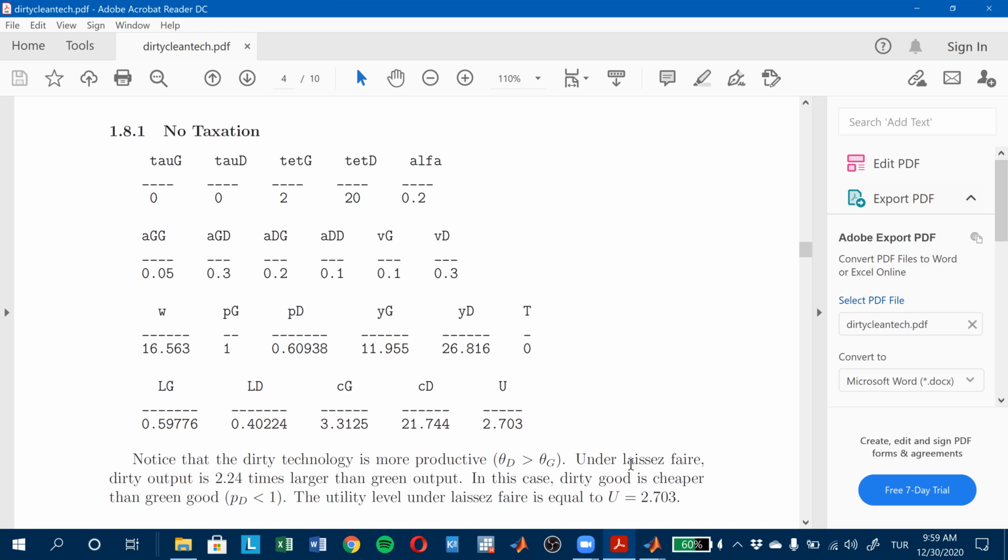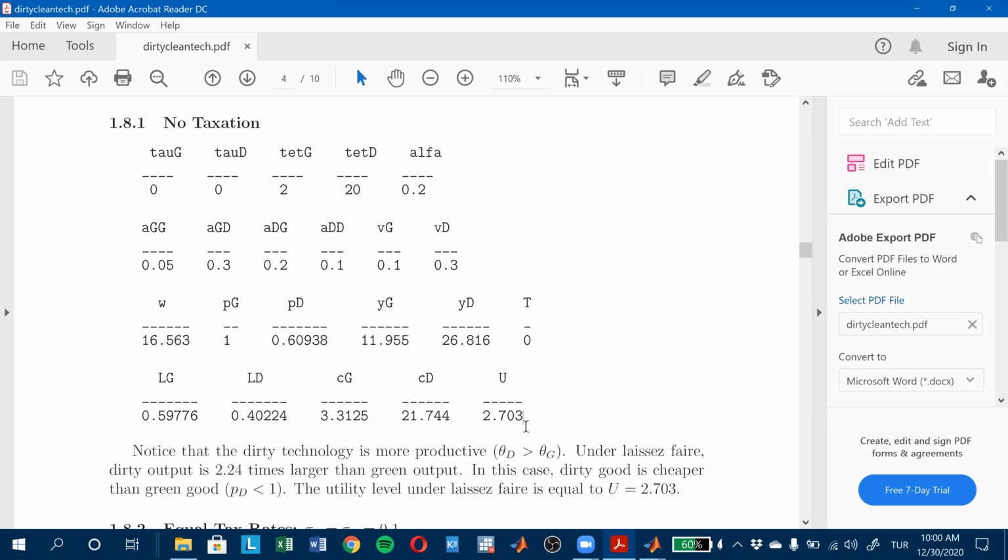And without taxation, there is of course this large difference between output levels. So the economy produces around 27 units of dirty output and around 12 units of green output, okay? And the utility is equal to 2.7. This is under laissez-faire, okay?